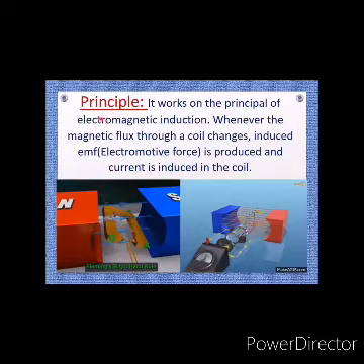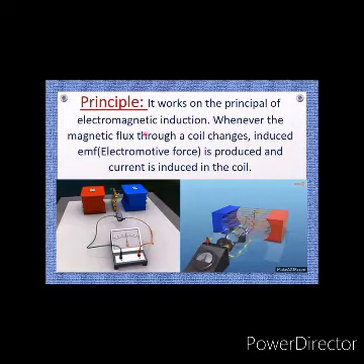So usually it works on the principle of electromagnetic induction. Already we have studied the electromagnetic induction definition, isn't it? Whenever the magnetic flux through a coil changes, an EMF is induced in the coil, that is, current is induced in the coil. So this is the main principle on which the generator works.